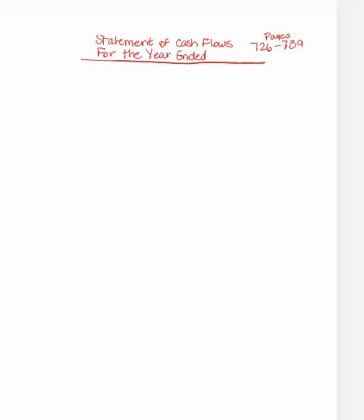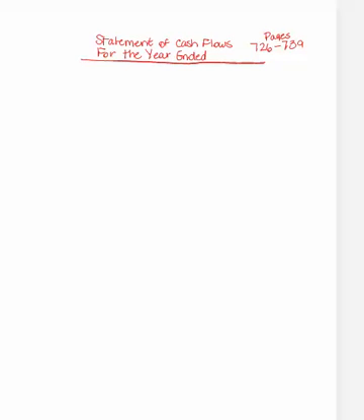Chapter 16 teaches you how to create a statement of cash flows, which is our fourth financial statement. So we have the income statement, the statement of stockholders' equity, the balance sheet, and now we have the cash flow statement. That's the fourth and final financial statement that you have to learn.